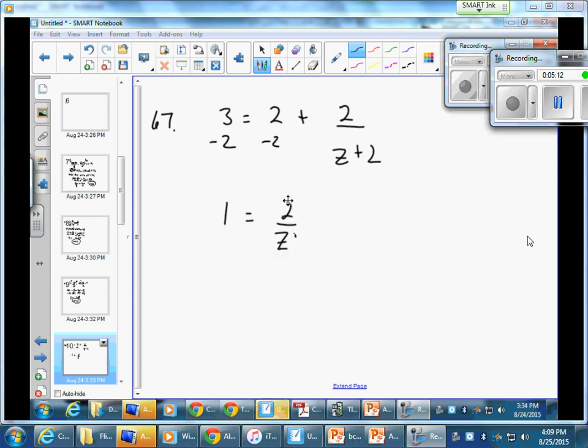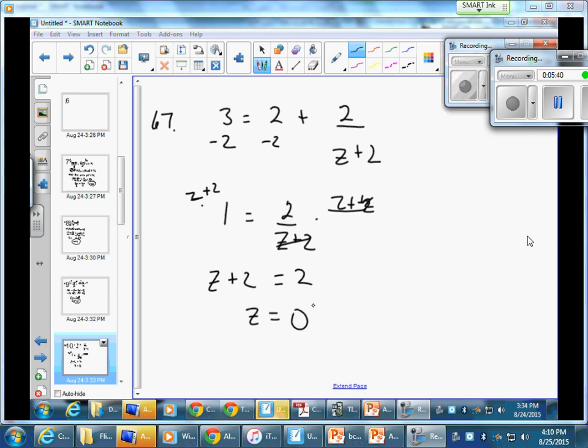If you didn't do that, if you went ahead and multiplied everything by z plus 2 to start with, it's fine. You'll get the same answer, but it makes it a little bit easier to go ahead and subtract and combine like terms. So I'm going to multiply both sides, or every term, sorry, by z plus 2. And on the right it cancels, which just leaves me with 2. And on the left, 1 times z plus 2 is z plus 2. So solve that and I get z is equal to 0, which again is okay.